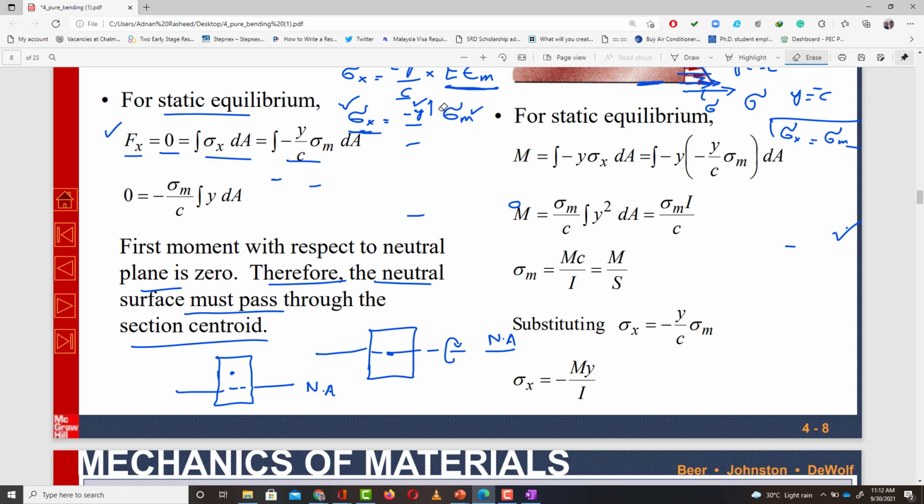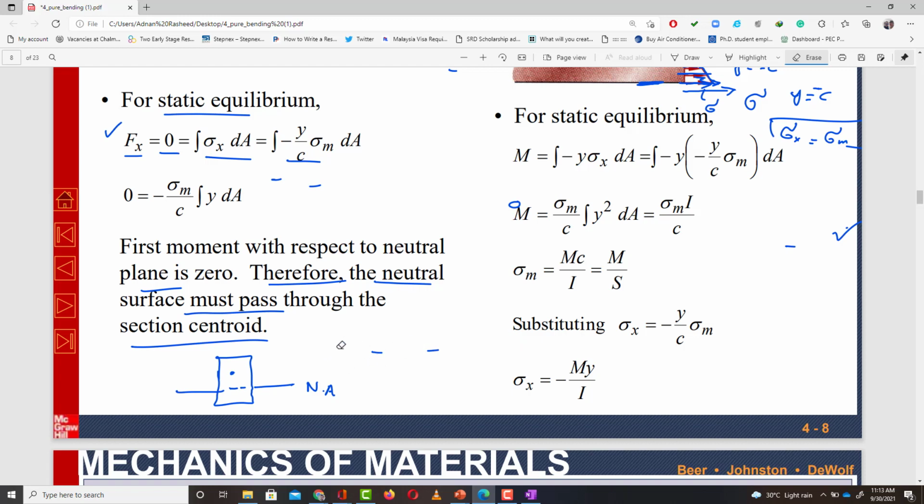And from our static equilibrium condition that the sum of all forces along the x direction must be equal to 0, we came to a conclusion that the first moment of inertia about the neutral axis, passing through the centroid of the section, must be equal to 0.